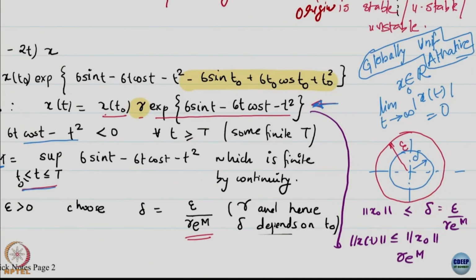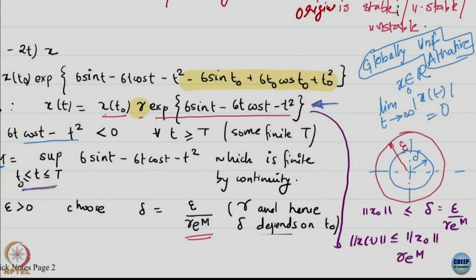What happens? Gamma e to the power m cancels, so I just have norm xt less than or equal to epsilon. I have just proved what I needed, that the states remain inside the epsilon ball. But notice very carefully that my delta depends on the initial time, very important, I can't change that. So all I have proven is stability in the sense of Lyapunov, not uniform stability in the sense of Lyapunov, because my delta depends on the initial time.